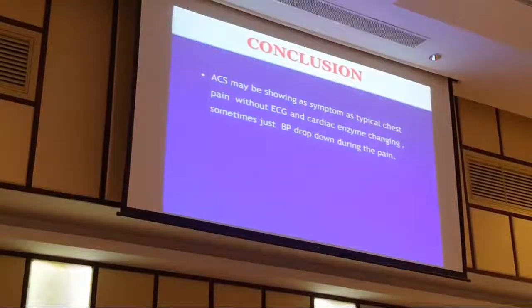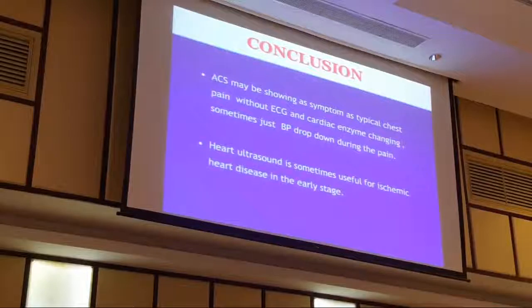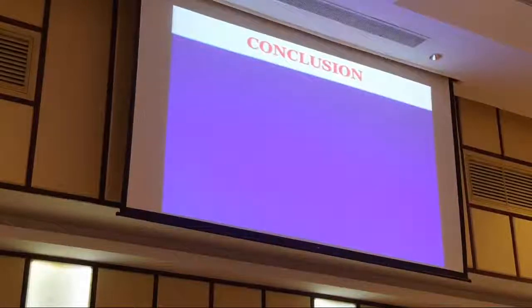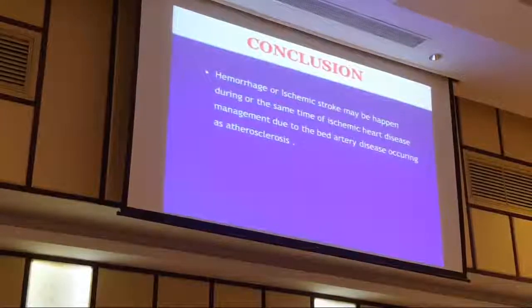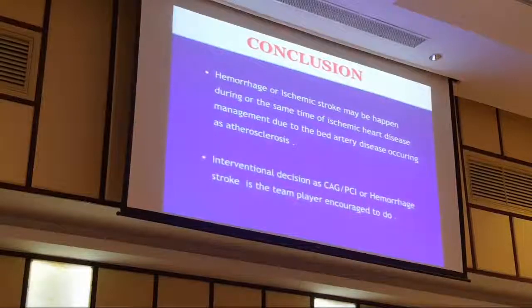ACS sometimes shows symptoms as cardiac chest pain with ECG and cardiac enzyme changes, but only the BP dropping down. Heart ultrasound is useful for ischemic heart disease in the early stage. Hemorrhagic or ischemic stroke may happen during the management of ischemic heart disease due to the bad artery disease occurring as atherosclerosis. For the interventional decision, CAT, PCI, and hemorrhagic stroke, the team player is encouraged to do it.